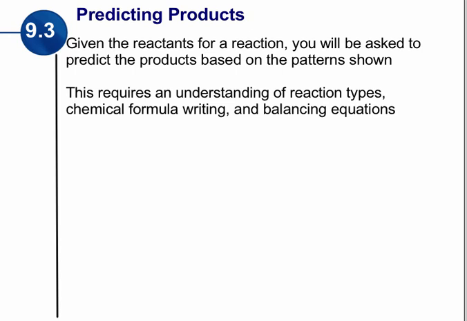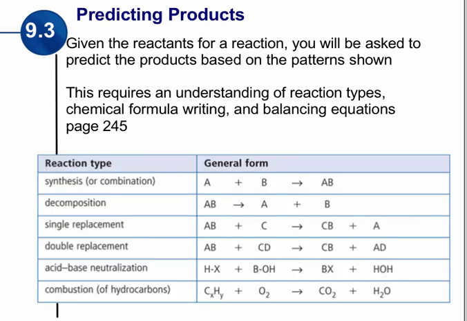Now, knowing these predictions and following these patterns is very, very important. What you want to do is in your textbook on page 245, or if you want to just pause and write this down, you can. This doesn't appear in your data booklet, so you want to make a note of the general forms. Synthesis, 2 things becoming 1: A plus B combines into AB. Decomposition, AB together splits apart into A and B.